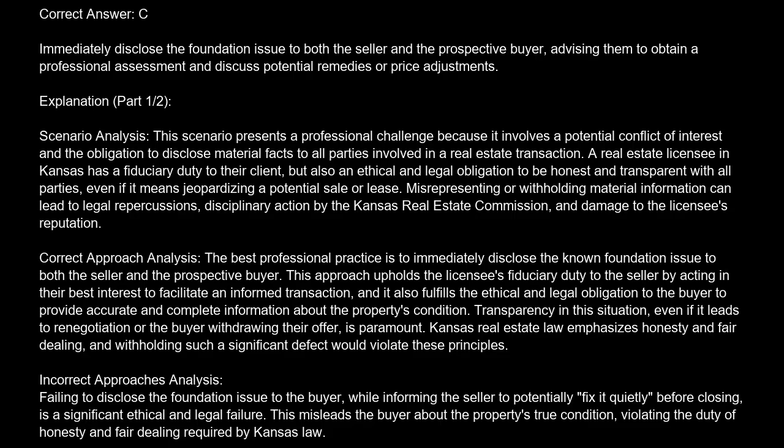The correct answer is C. Immediately disclose the foundation issue to both the seller and the prospective buyer, advising them to obtain a professional assessment and discuss potential remedies or price adjustments.